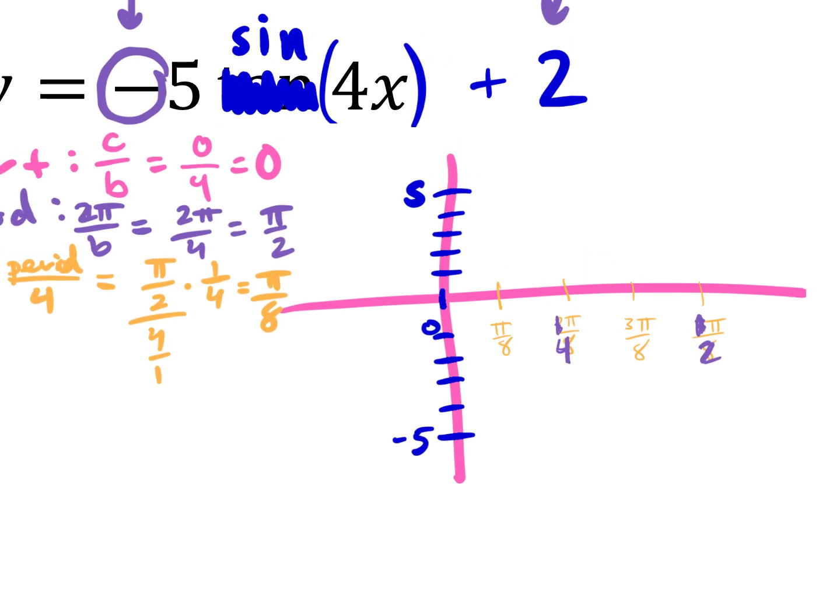So our sine graph starts where? At 0. Then we would go up to our amplitude, but instead of going up, which direction do I need to go? Down, because I have a reflection. So down, then back to 0, then up, then down. So we applied our reflection first.